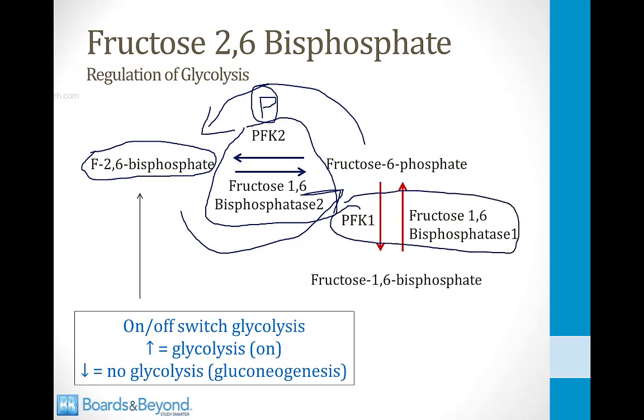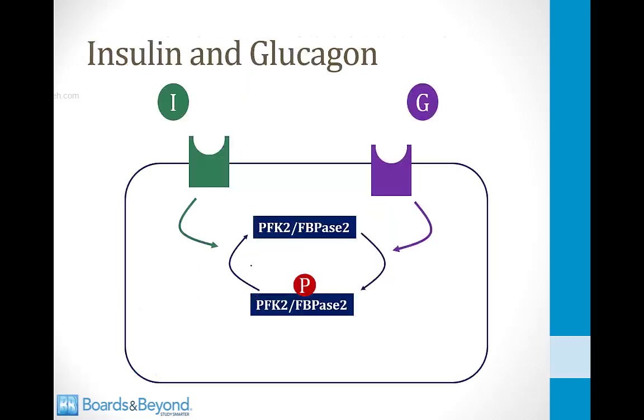This is a very confusing system, but if you just remember what I've written in this box here and think of 2,6-bisphosphate as an on-off switch for glycolysis, you can usually figure out what's going on at the enzyme level. The way that insulin and glucagon regulate glycolysis is by phosphorylating or dephosphorylating the two enzymes phosphofructokinase 2 and fructose bisphosphatase 2. These two enzymes working together determine the level of fructose 2,6-bisphosphate inside of cells.